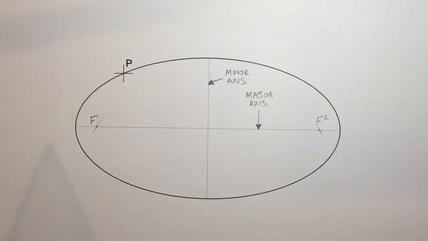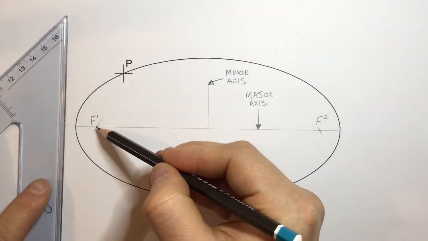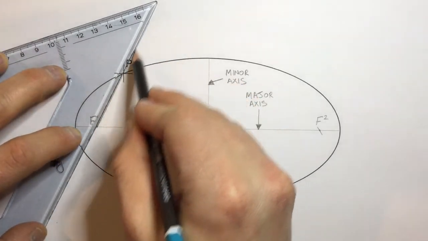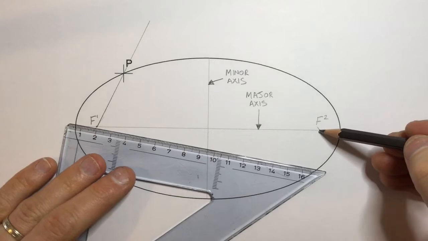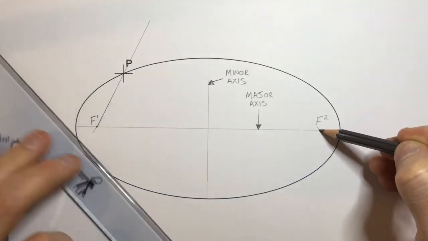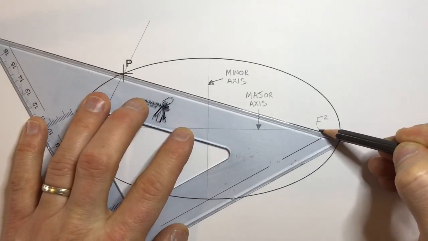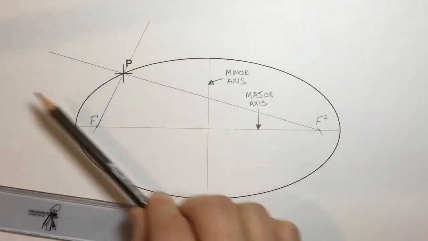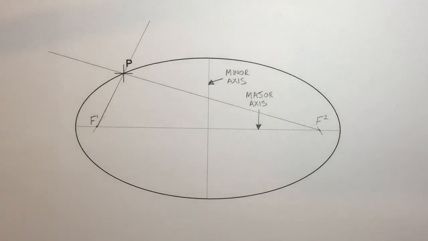The next thing I need to do is join a line from the focal points to point P, and I'm going to extend them beyond point P. There's no set measurement as to how far beyond it you go. You just make a judgment call yourself there.